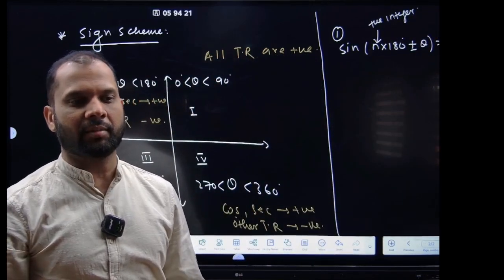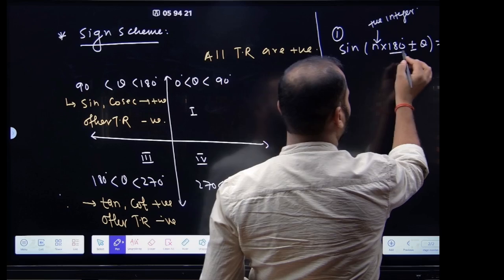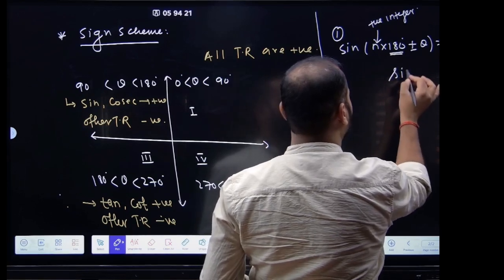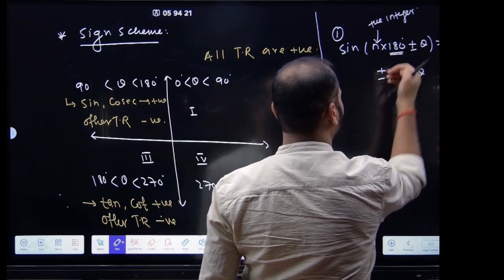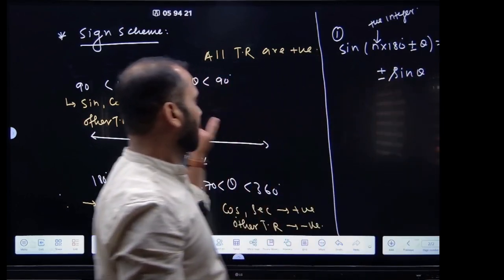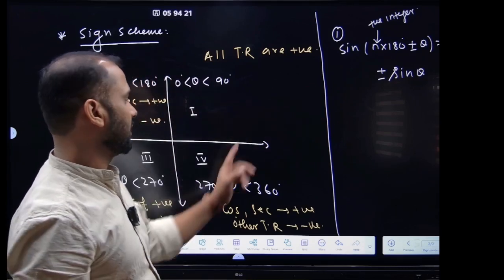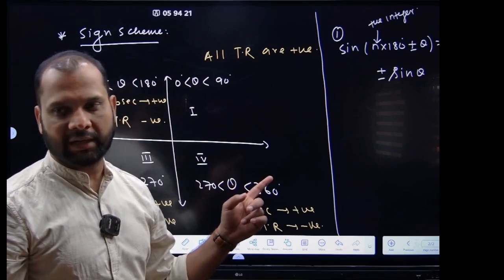So, for any integral multiple of 180, the answer will be sine. If it is 180, sine will remain sine theta, plus or minus. Based on the sign scheme, you will decide plus or minus, based on which quadrant the angle is in. If it is first and second, positive. If it is third and fourth, for sine, negative.